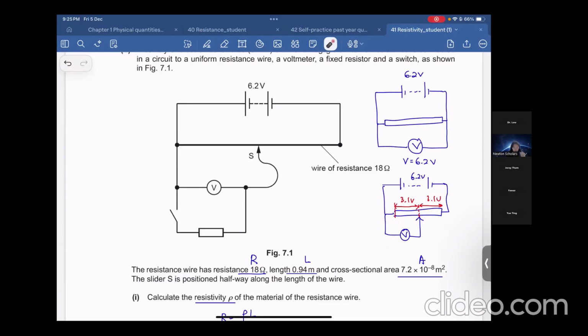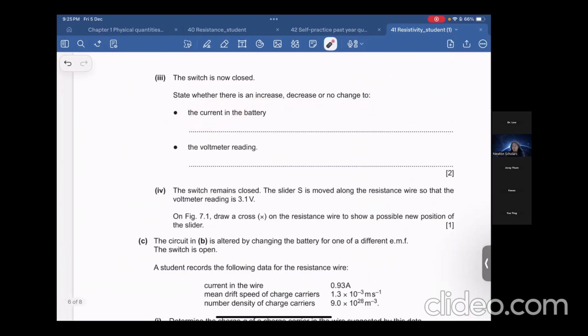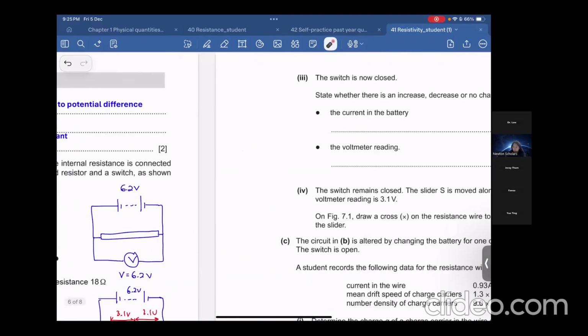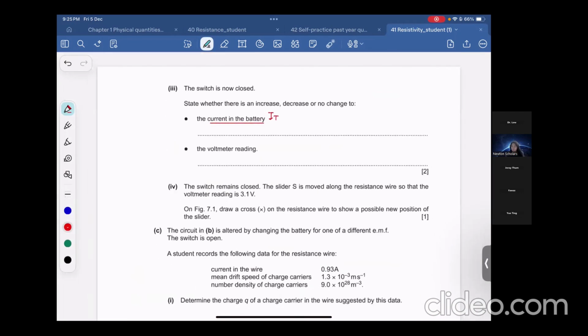Then we go to your page number 6, dear. The switch is now closed. So I close the switch. State whether there is an increase, decrease, or no change to the current in the battery. That means the total current. What happened to your total current?